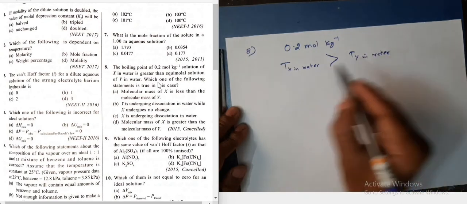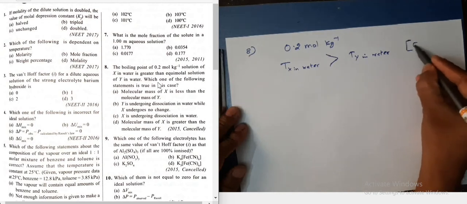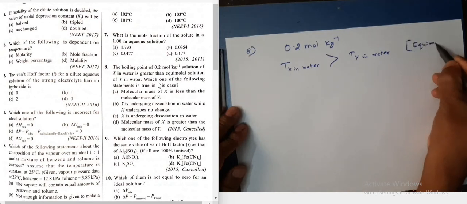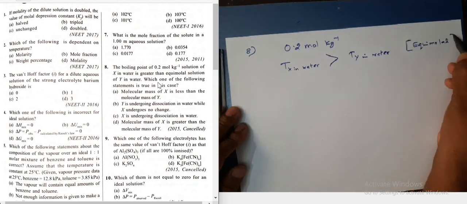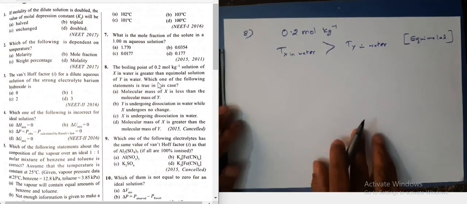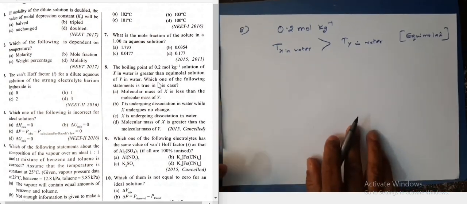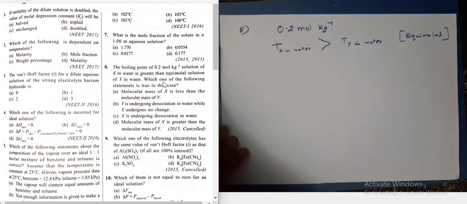Y in water, and the two solutions are equimolal. Equimolal means the molalities are the same. Which one of the following statements, see the third line, is true in this case? Molar mass of X is less than Y. Okay, some information is given.